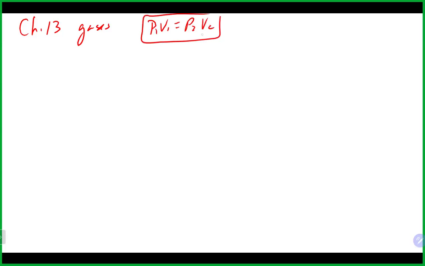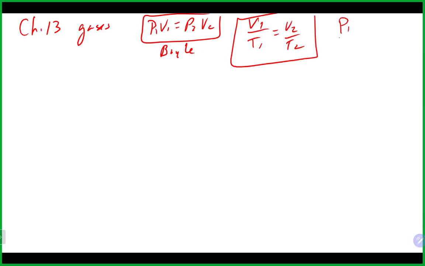Okay, we're continuing on. Chapter 13 is where we left off, and we started talking about gases, and we ran through a bunch of gas laws last time. We had P1V1 equals P2V2, that's our Boyle's law. We had V1/T1 equals V2/T2, a little Charles' law action, along with Gay-Lussac's, which is P1/T1 equals P2/T2.